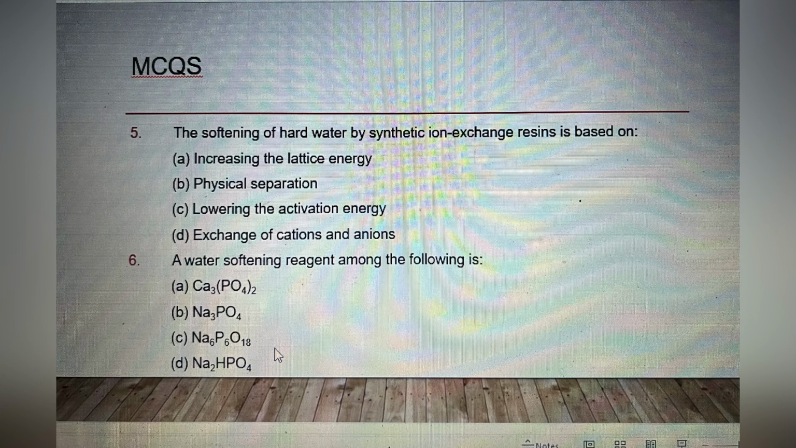Now, the fifth question. The softening of hard water by synthetic ion exchange resins is based upon: number one, increasing the lattice energy; physical separation; lowering in the activation energy; D, exchange of cations and anions. The right answer is D, the exchange of cations and anions. Sixth question is, a water softening reagent among the following is... it is clear that it is answer number C, sodium metaphosphate. Na6P6O18 is the right answer.